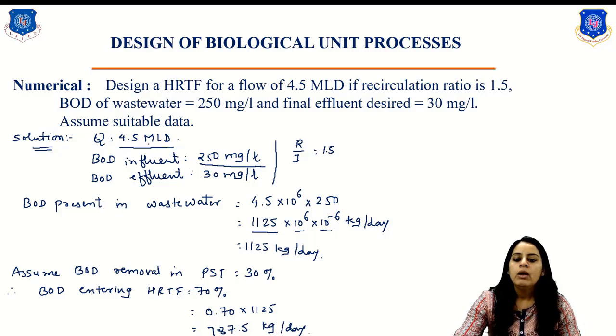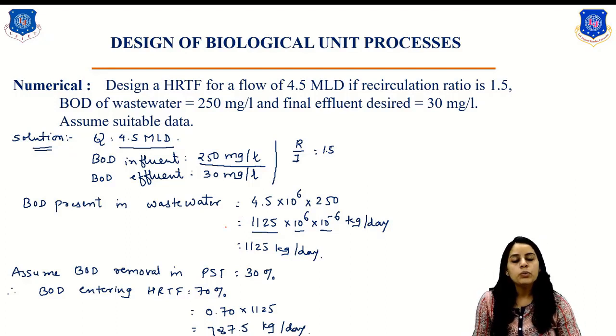First of all, we find the BOD present in the wastewater. The flow given is 4.5 MLD, the influent BOD is 250 mg per liter, the effluent BOD is 30 mg per liter, and the ratio is 1.5. First we find the BOD present in the wastewater, which is 4.5 into 10 raised to 6, converted to kg per day, into 250, because the BOD is given here. So the answer is 1125 kg per day.